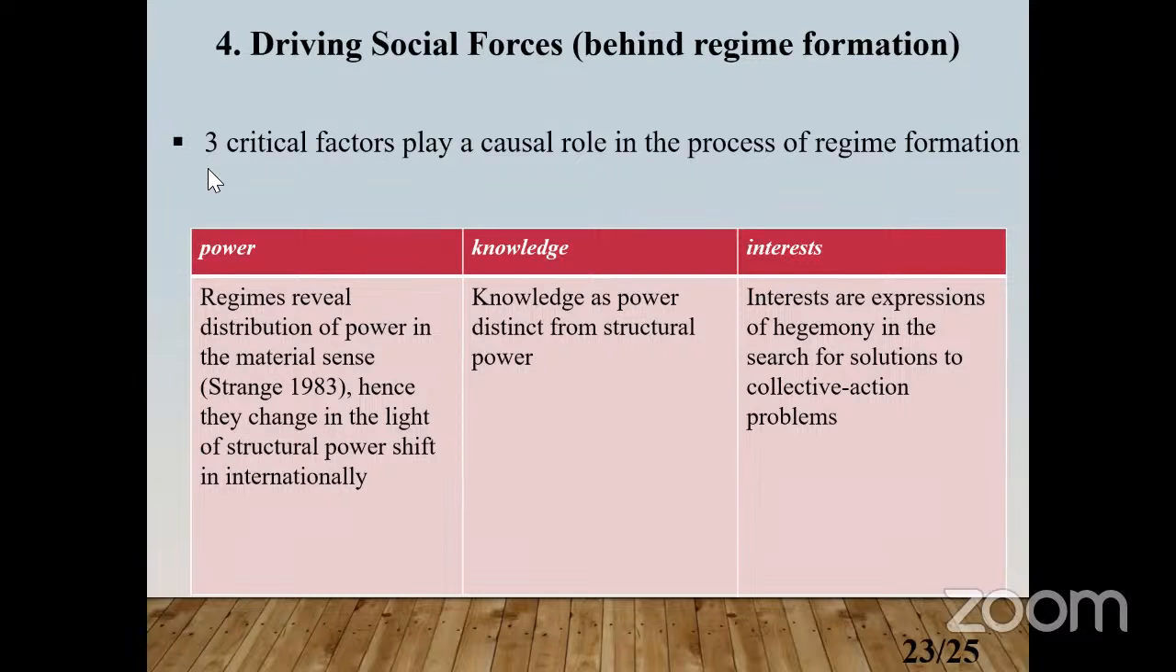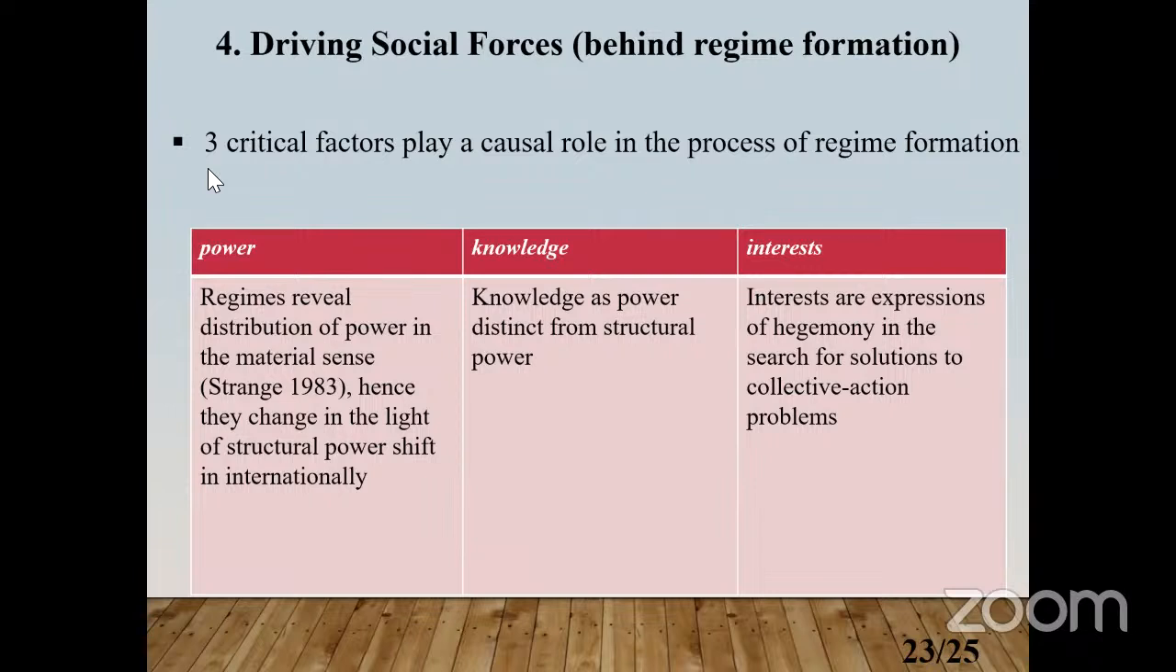Knowledge is yet another critical factor which really exerts a lot of social influence in regime formation. Knowledge here is seen as one form of power, so it can be referred to in the first category. It's seen also as a power. Is power distinct really from the structure of power?